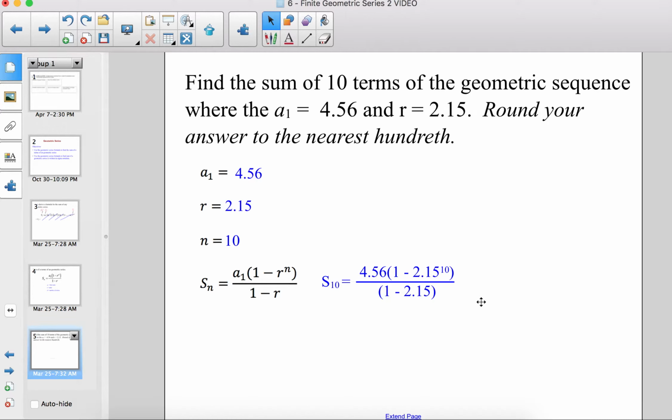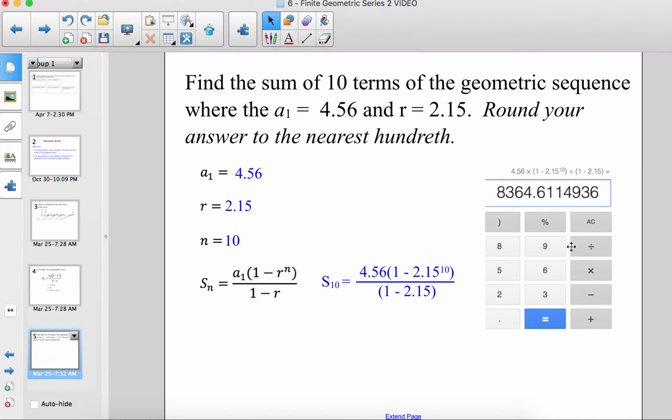All right, so like I said, the hardest part is typing in. So I took a screenshot of a calculator on Google. And so what I did is I went 4.56, make sure you put parentheses here, 1 minus 2.15 to the 10th power, close parentheses, divide, and then you have to actually have parentheses here. So what I would probably do is actually put parentheses in my formula to remember that when I'm typing. So you always need parentheses for this top section, and you always need parentheses for this bottom section. You will get a wrong answer if you forget one of those sets of parentheses. So divided by 1 minus 2.15, and this is what my calculator output. So I just rounded to the nearest hundredth as the directions say.